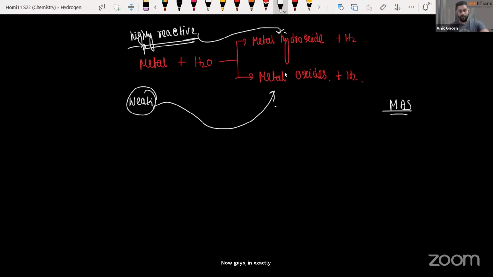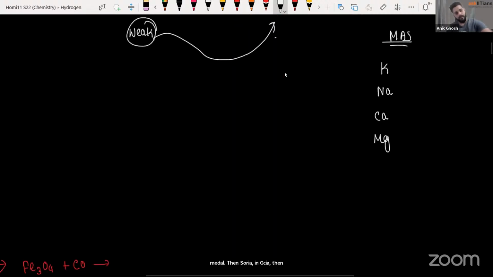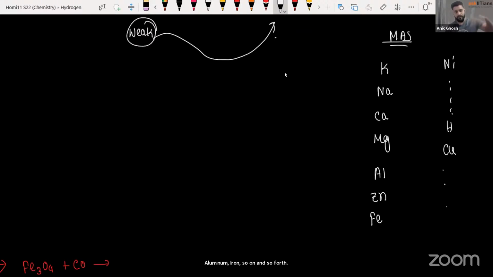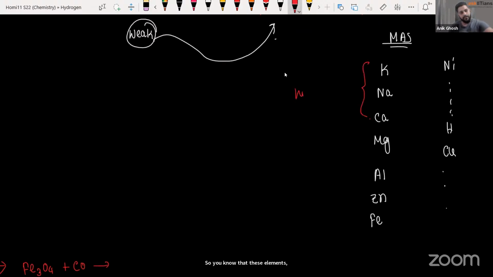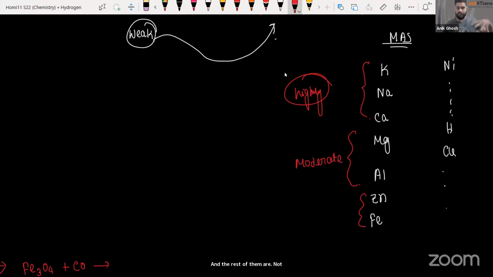In grade 10, you have learned something called the metal activity series, if you remember. There you learned that potassium is the most reactive metal, then sodium, then calcium, then magnesium, aluminum, zinc, iron, nickel, so on and so forth, hydrogen, copper, Ag, Au. The list just keeps continuing like that, right? So these metals at the top are highly reactive, these are moderate, and the rest of them are not that strong. The reactivity is going down.